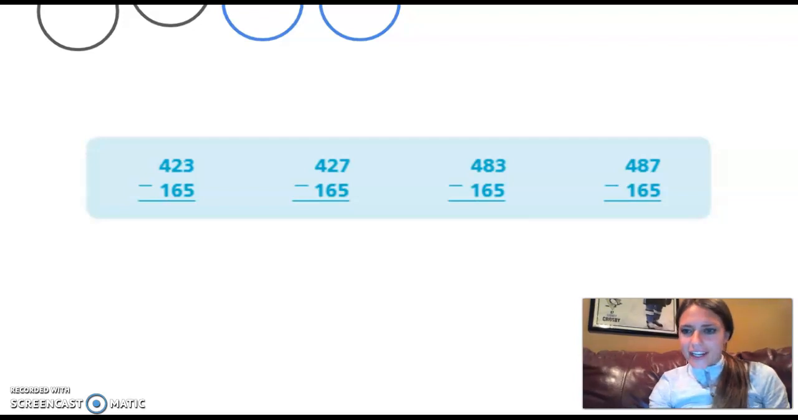Happy Tuesday, second graders. I want you to look at these four equations that I have up here, and I want you to see which of the problems you can solve without having to ungroup tens, the ones, or both the tens and ones. So just take a moment to think about it. Which one do you not have to ungroup? Which one doesn't need ungrouping?